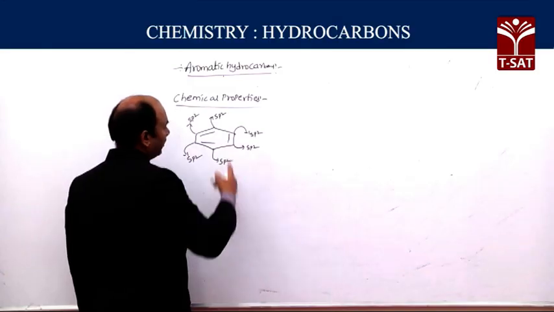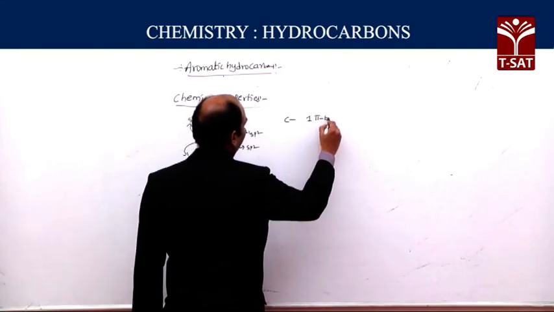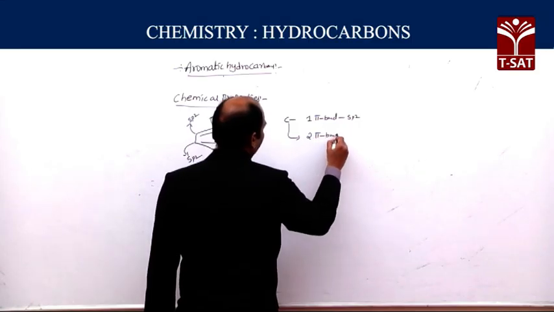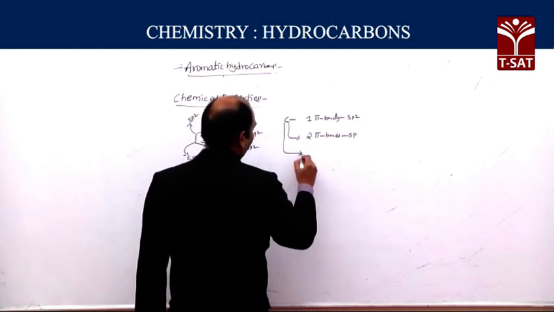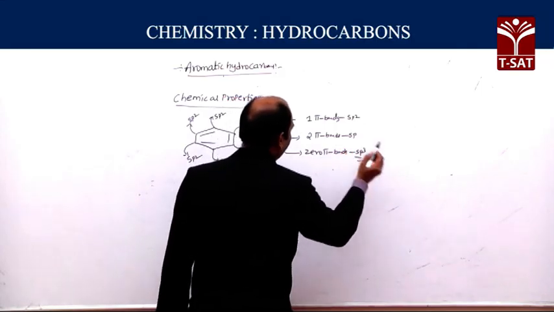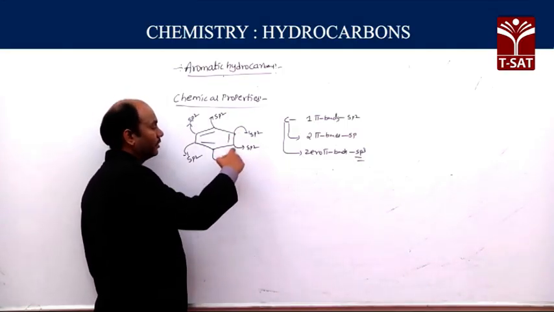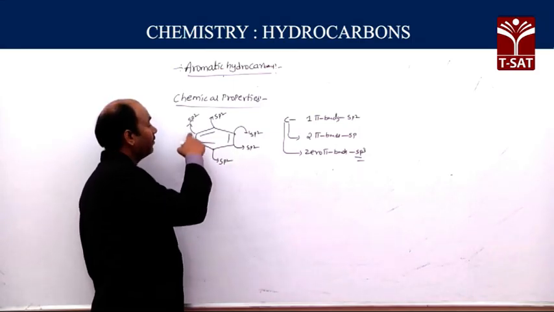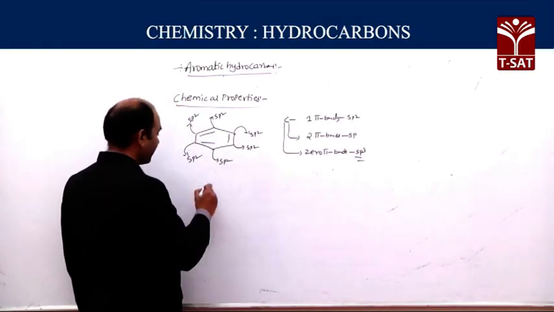Each carbon has one pi bond. If any carbon contains one pi bond, it undergoes sp2 hybridization. If any carbon contains two pi bonds, it undergoes sp hybridization. If there are 0 pi bonds, then that carbon undergoes sp3 hybridization. If you observe benzene, each carbon has 1 pi bond and is sp2. That means all carbon atoms undergo sp2 hybridization.